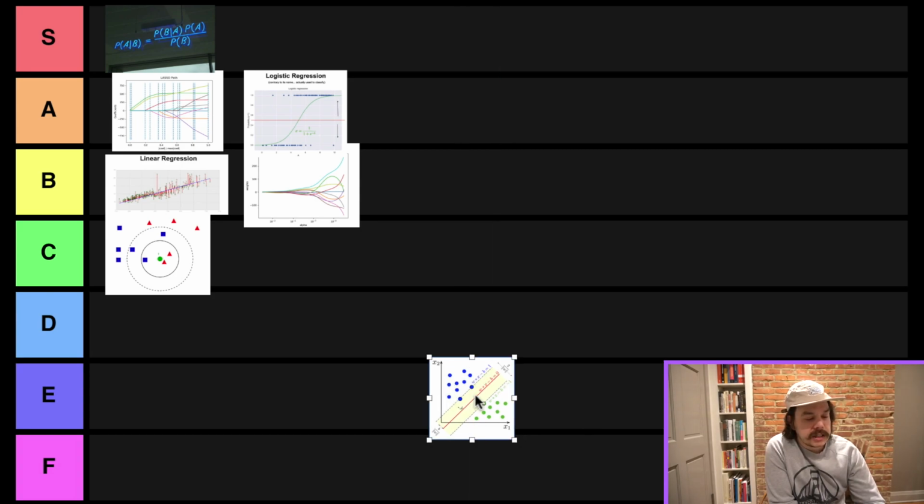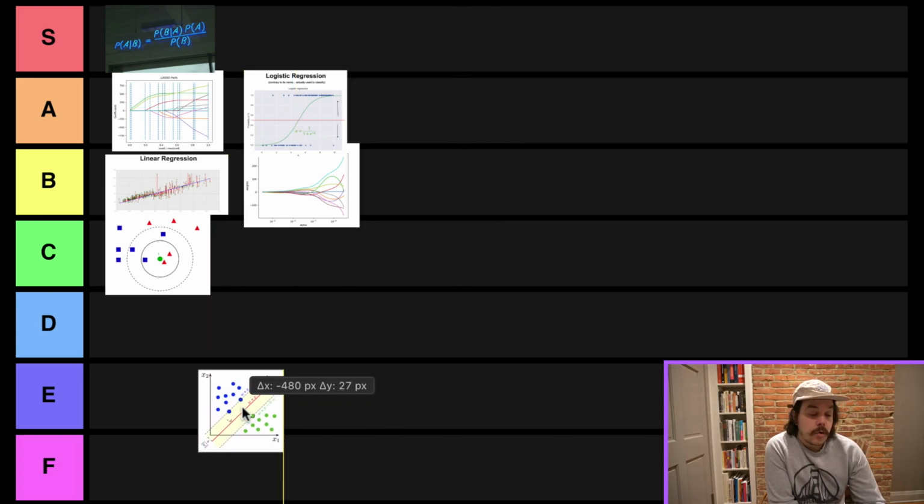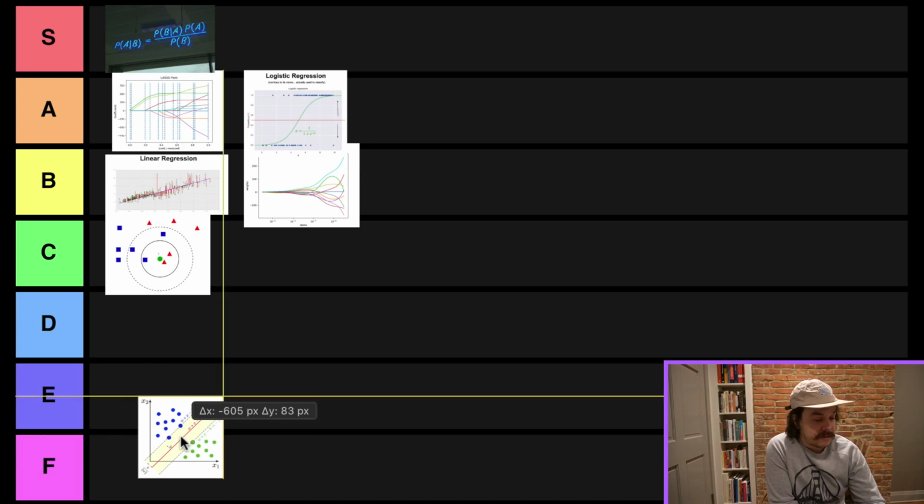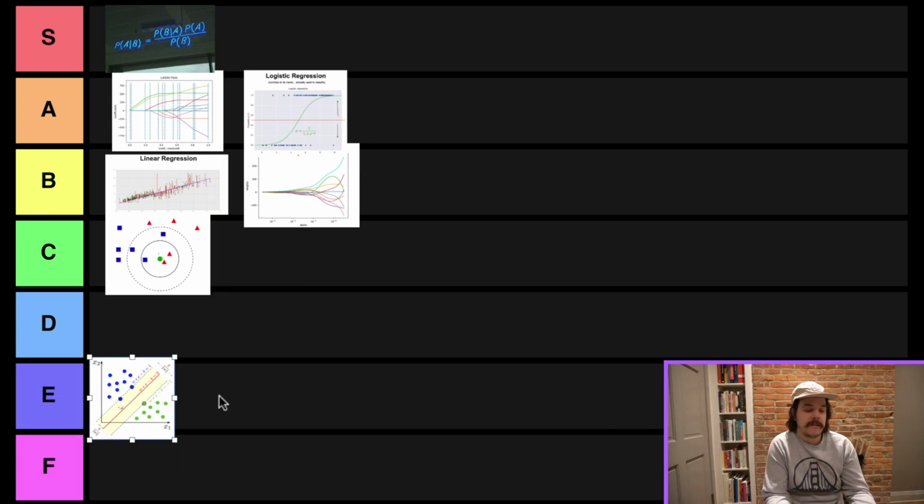Since I want to put one in F, let's actually bump it up to E, since if I was doing this 10 years ago, I would probably say support vector machine is the most predictive model you have out there. It was what people used before deep learning, what they now use really complex models like neural networks for.